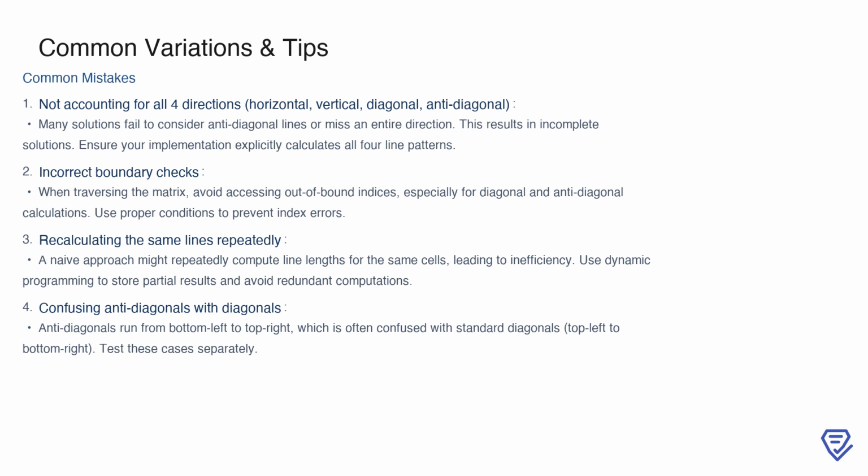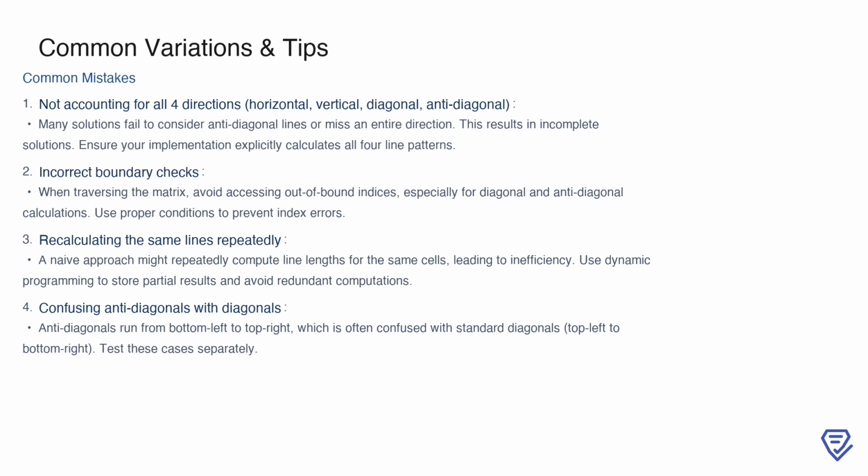First, it's crucial to account for all 4 directions: horizontal, vertical, diagonal, and anti-diagonal. Missing even one of these can lead to an incomplete solution. Anti-diagonals, in particular, are often overlooked, so make sure to explicitly handle them. Next, boundary checks are another critical detail. When traversing the matrix, especially for diagonal and anti-diagonal lines, you need to ensure that you don't access out-of-bound indices. Proper boundary conditions will prevent errors.